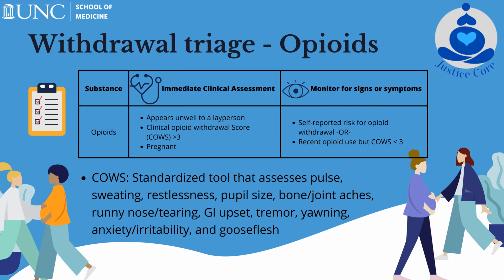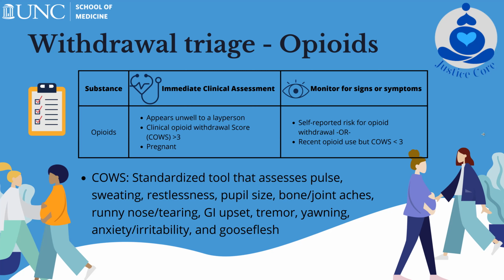There is a standardized tool, the Clinical Opioid Withdrawal Scale, or the COWS. That is a tool that goes through and looks at all of these different domains and how someone might be feeling. Some of them are objective, like I can see whether someone is sweating. I can tell if someone's pulse is elevated. Maybe not be able to really judge restlessness, can definitely judge pupil size, but some of them get to be a little bit more subjective, and that's okay.